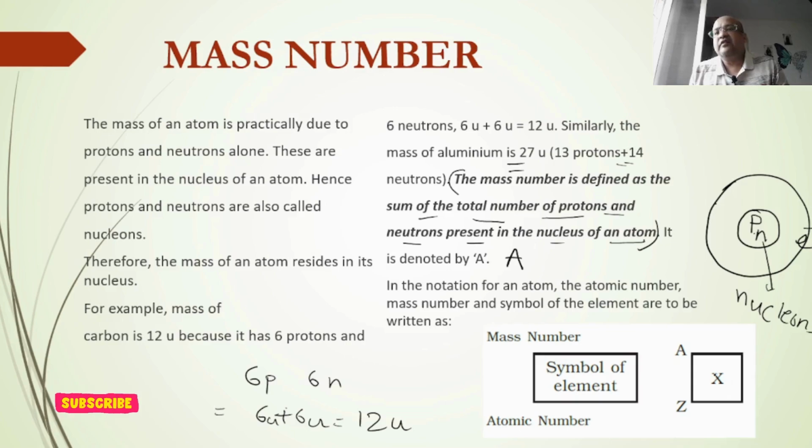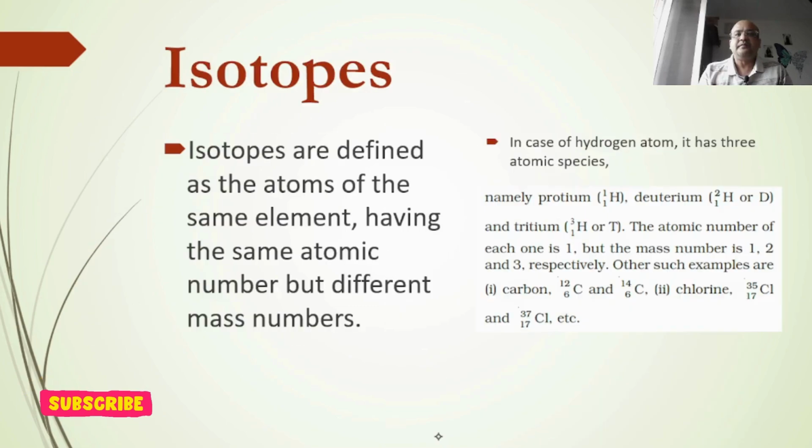For any element, suppose we take the element as X, how is it denoted? It is denoted by the mass number A and the atomic number Z. That's how we need to write it down. For example, for carbon, the mass number is 12 and the atomic number is 6. So the symbol C, mass number 12 and atomic number 6 are written here.